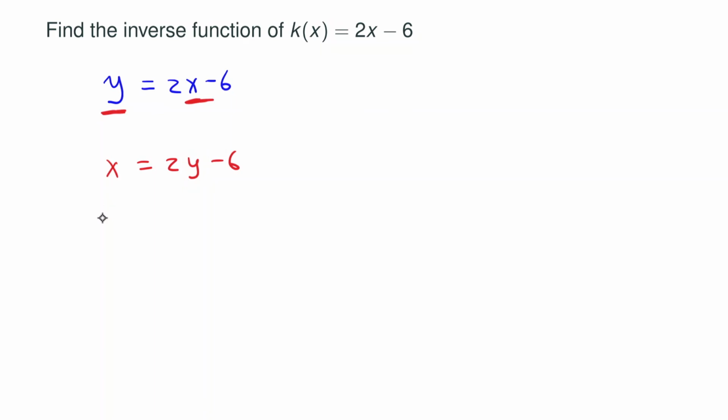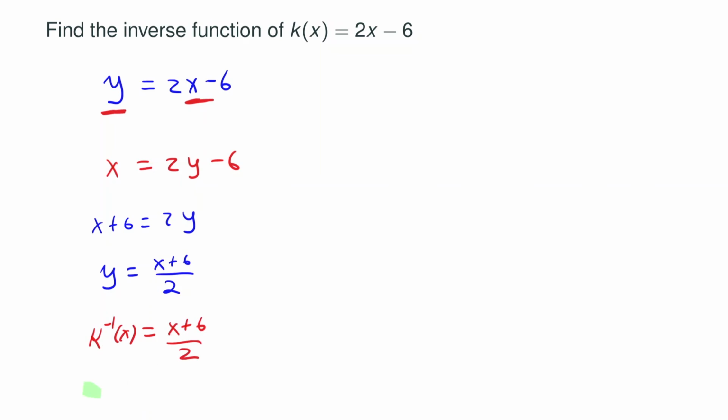And then we solve for this y right here. So add 6 to both sides, we get x plus 6 equals 2y. Divide by 2 on both sides, and y equals x plus 6 over 2. But for the final answer, we should not leave it as y. We need to leave it in terms of k of x. Well, it's not actually k of x since what we found is k inverse. It should be k inverse of x equals x plus 6 over 2. So this is the inverse function of this function right here.